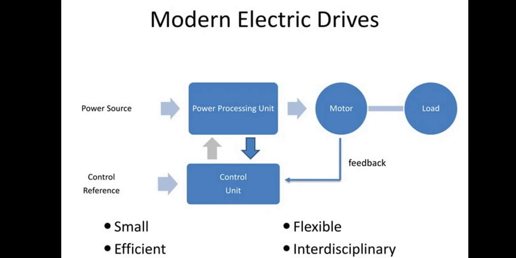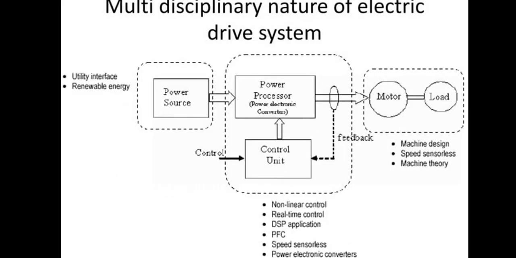Finally, to summarize the modern versus conventional: the power source provides the energy, and the power processor converts and conditions that energy. The motor converts electrical energy into mechanical motion to drive the load. The control unit, with the help of feedback, ensures everything runs efficiently and precisely. So this is how a modern electric drive system works, combining power electronics and control technology to achieve smooth and efficient motor control used in industries, automation, and electric vehicles.